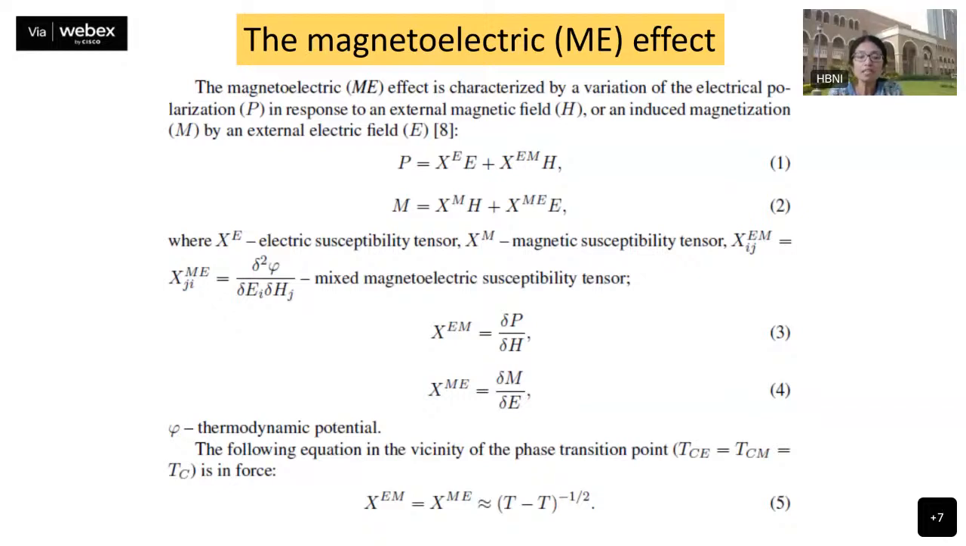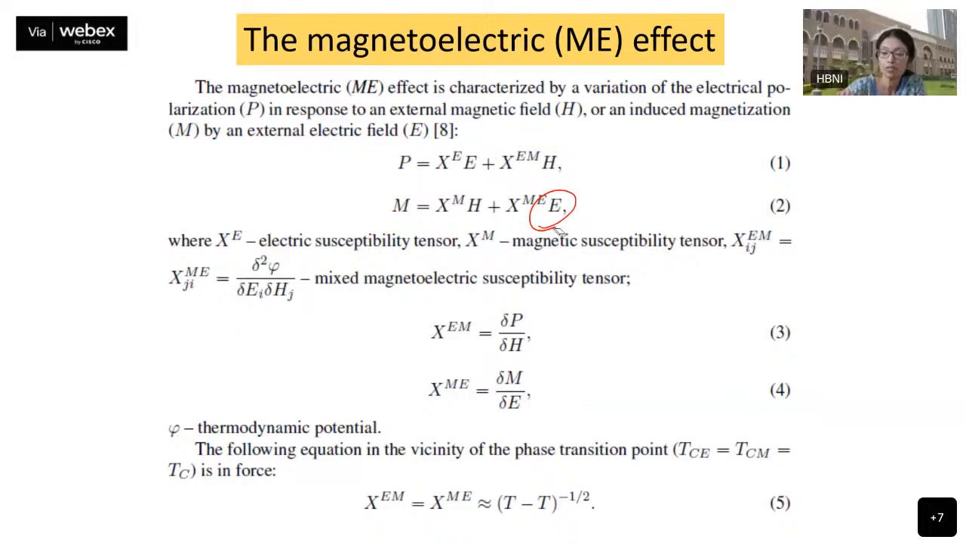So in this case, what is happening? If you are applying an external magnetic field, there is a change in the electric polarization, or an induced magnetization happens when you are applying an external electric field. So this electric polarization is a function of your electric field as well as of the external magnetic field. Similarly, the magnetic polarization is dependent not only on the external magnetic field, but it is also dependent on the external electric field.